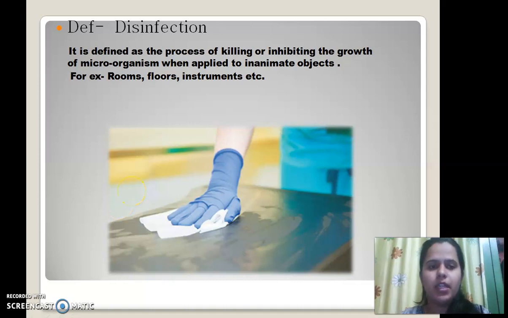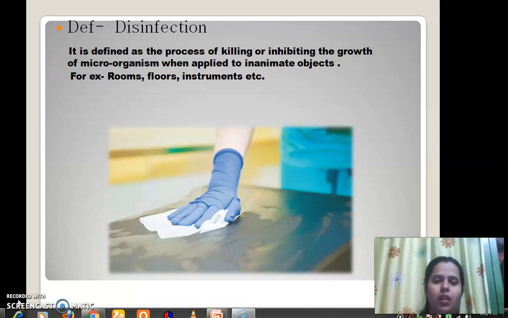Firstly we will see the definition of disinfection. It is defined as the process of killing or inhibiting the growth of microorganisms when applied to inanimate objects, for example rooms, floors or instruments. In the pharma industry it is very important to maintain hygienic conditions. So this process of killing and inhibiting the microorganism is nothing but the process of disinfection. There are many varieties of disinfectants used for these processes.